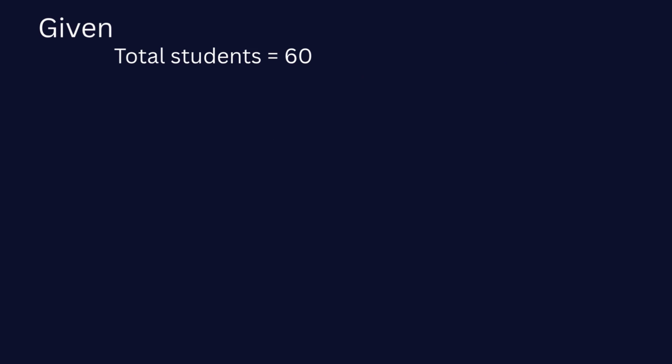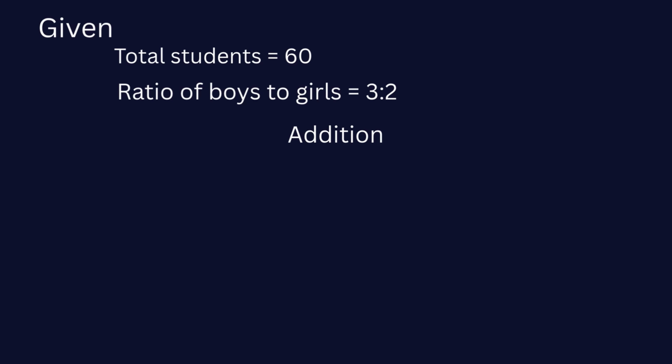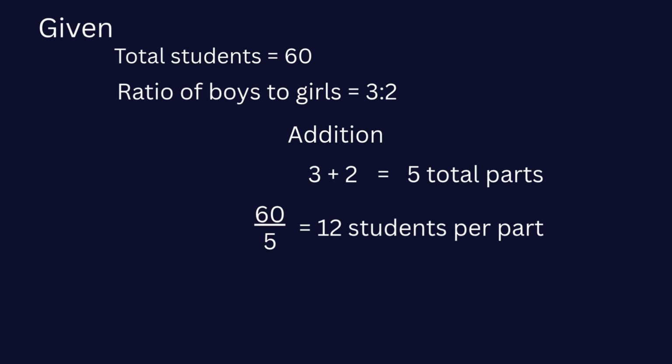So from the question given, we have total students equal to 60, and the ratio of boys to girls is 3:2, meaning for every 3 boys, there are 2 girls. So in order to solve this, we need to first add the ratio. If I add them, I will get 5 total parts. Next, I'm going to do the division, which is the total 60 divided by 5. That would give me 12 students per part.